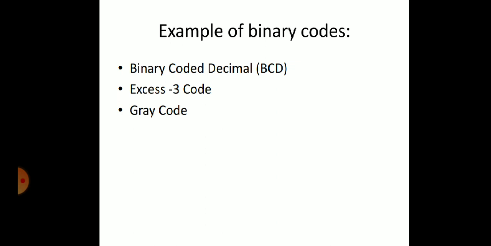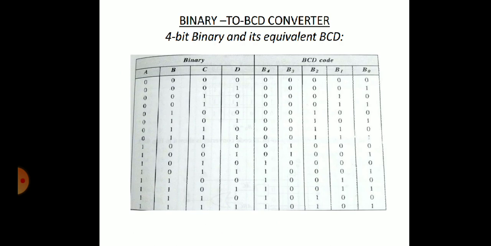In most applications, it is necessary to convert the code from one form to another. And today we'll learn how we can generate a converter which converts one code to another. Okay. First is binary to BCD converter. BCD means binary coded decimal. Basically, BCD is a 4-bit binary representation of a decimal number.